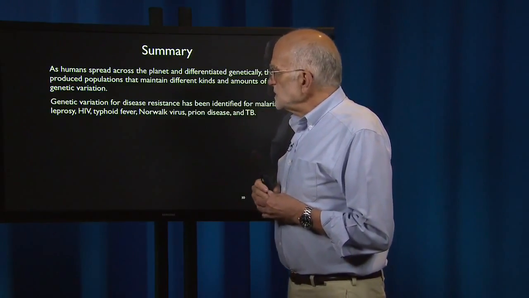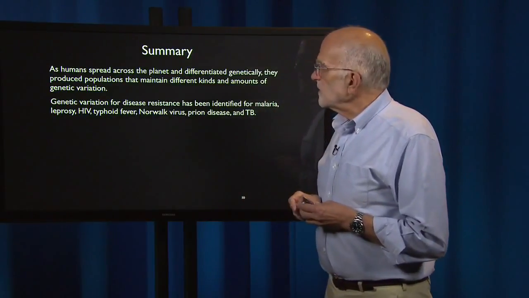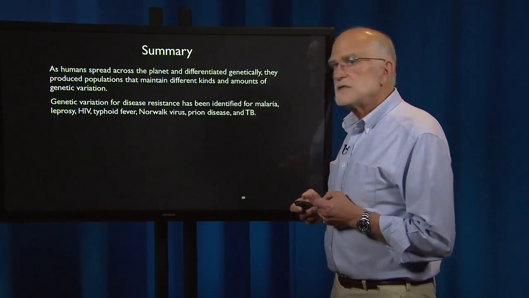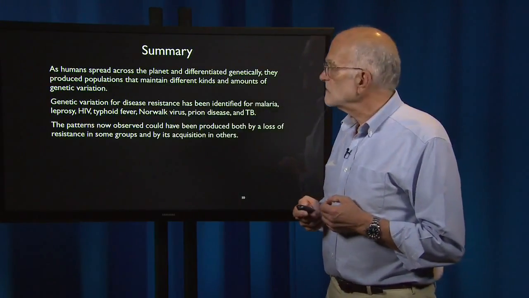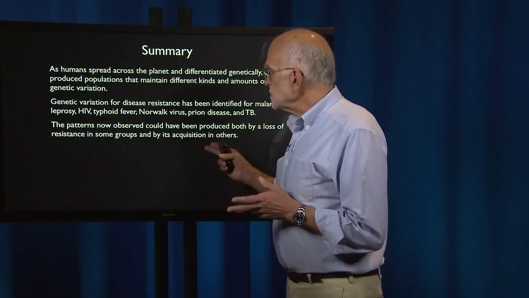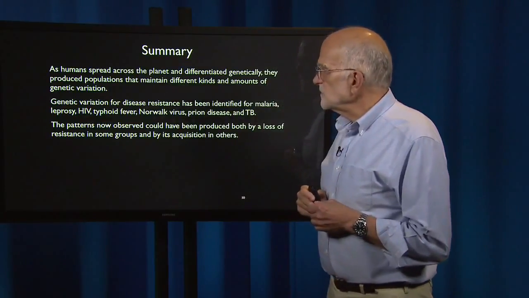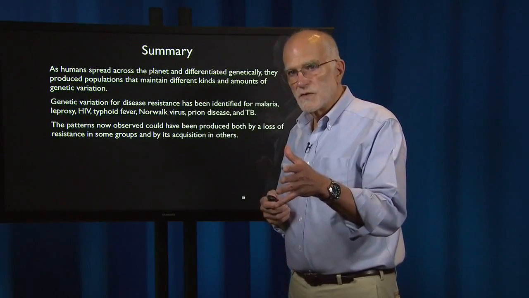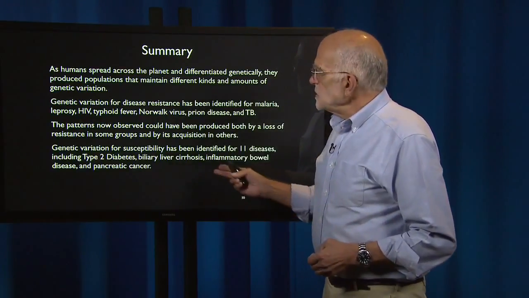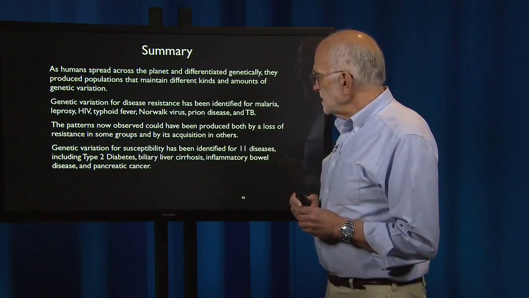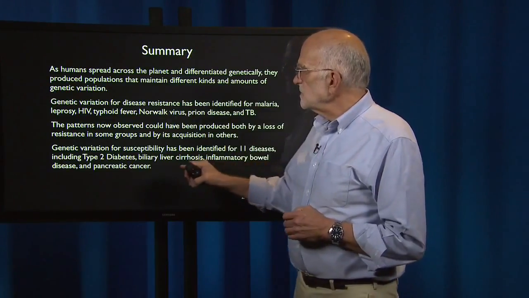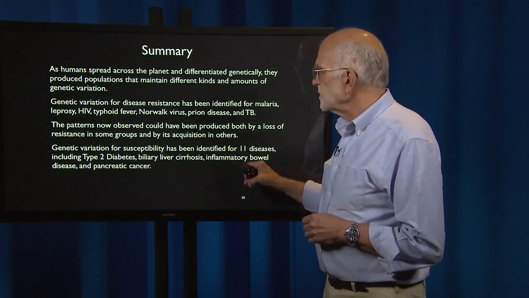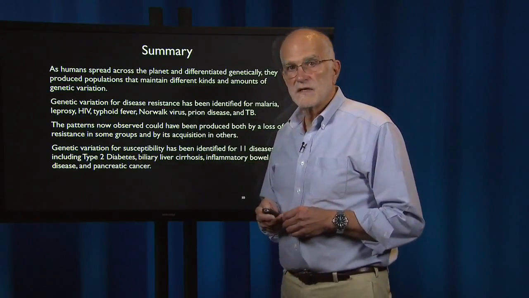Genetic variation for disease resistance has been identified for malaria, leprosy, HIV, typhoid fever, Norwalk virus, prion disease, and tuberculosis. The patterns that are now observed could have been produced both by a loss of resistance in some groups and by its acquisition in others, so this can work both ways. Genetic variation for susceptibility has been identified for 11 diseases, including type 2 diabetes, biliary liver cirrhosis, inflammatory bowel disease, and pancreatic cancer.